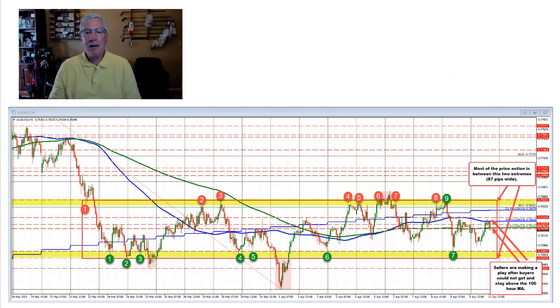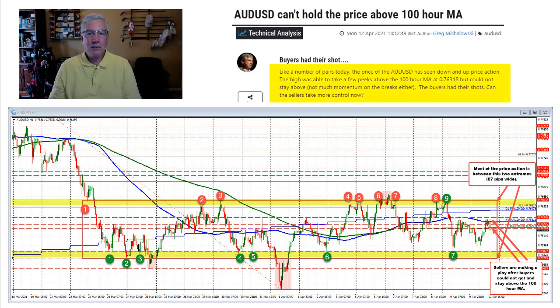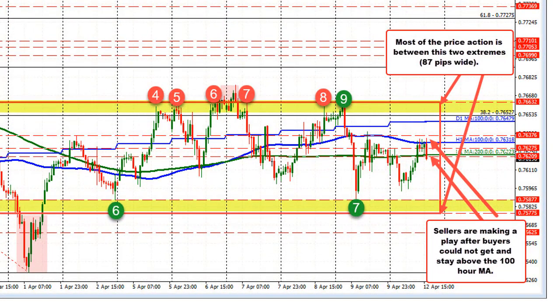Let's work through what I wrote and my mindset as it relates to non-trend transitioning to trend for the Aussie versus US dollar. Like a number of pairs today, the price of the Aussie US dollar has seen down and up price action. The high was able to take a few peaks above the 100-hour moving average at 0.76318, but could not stay above. The buyers had their shot. Can the sellers take more control now? Looking at the chart, here is the 100-hour moving average. The buyers tried to get above the moving average line, but those tries did not last long. The price looks like it is starting to move to the downside.